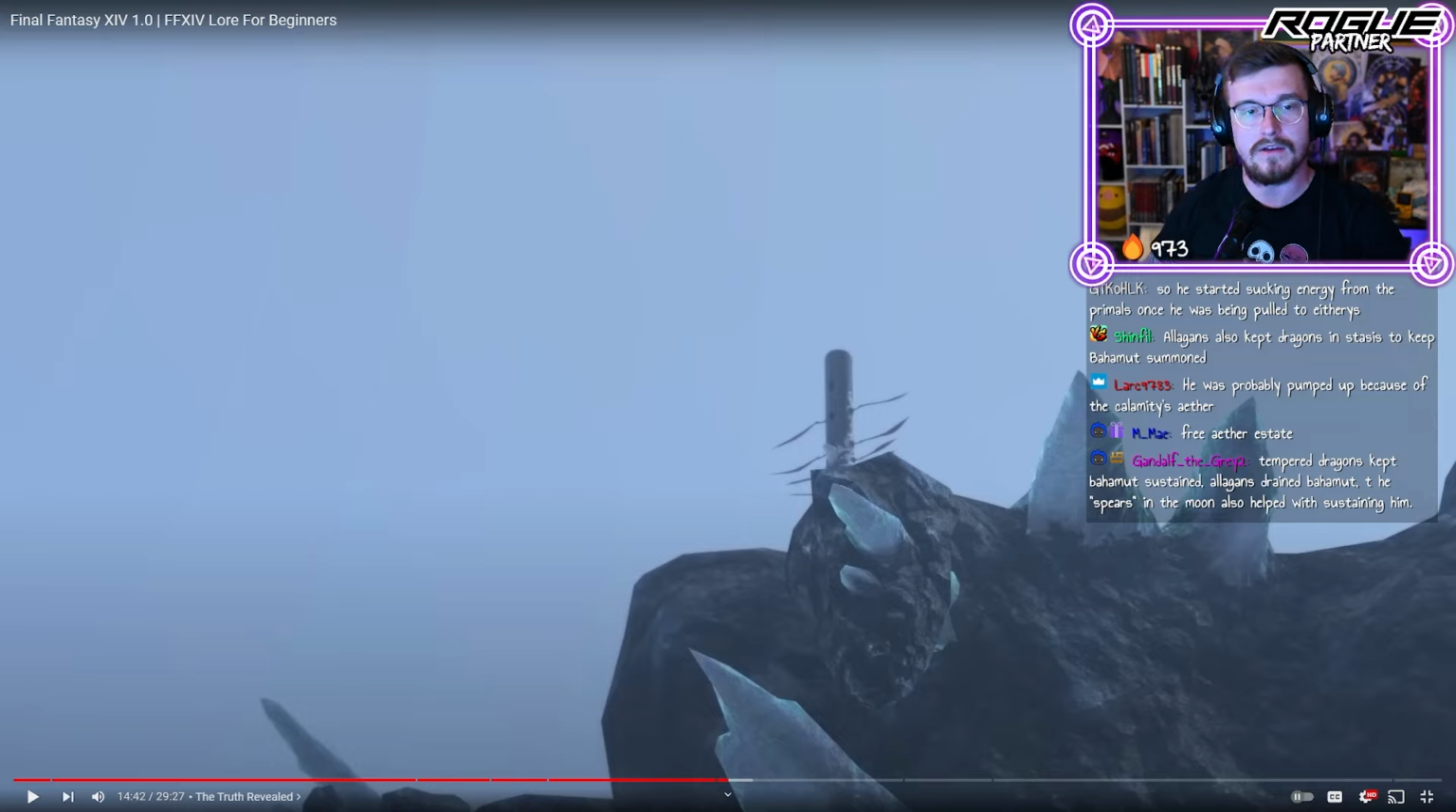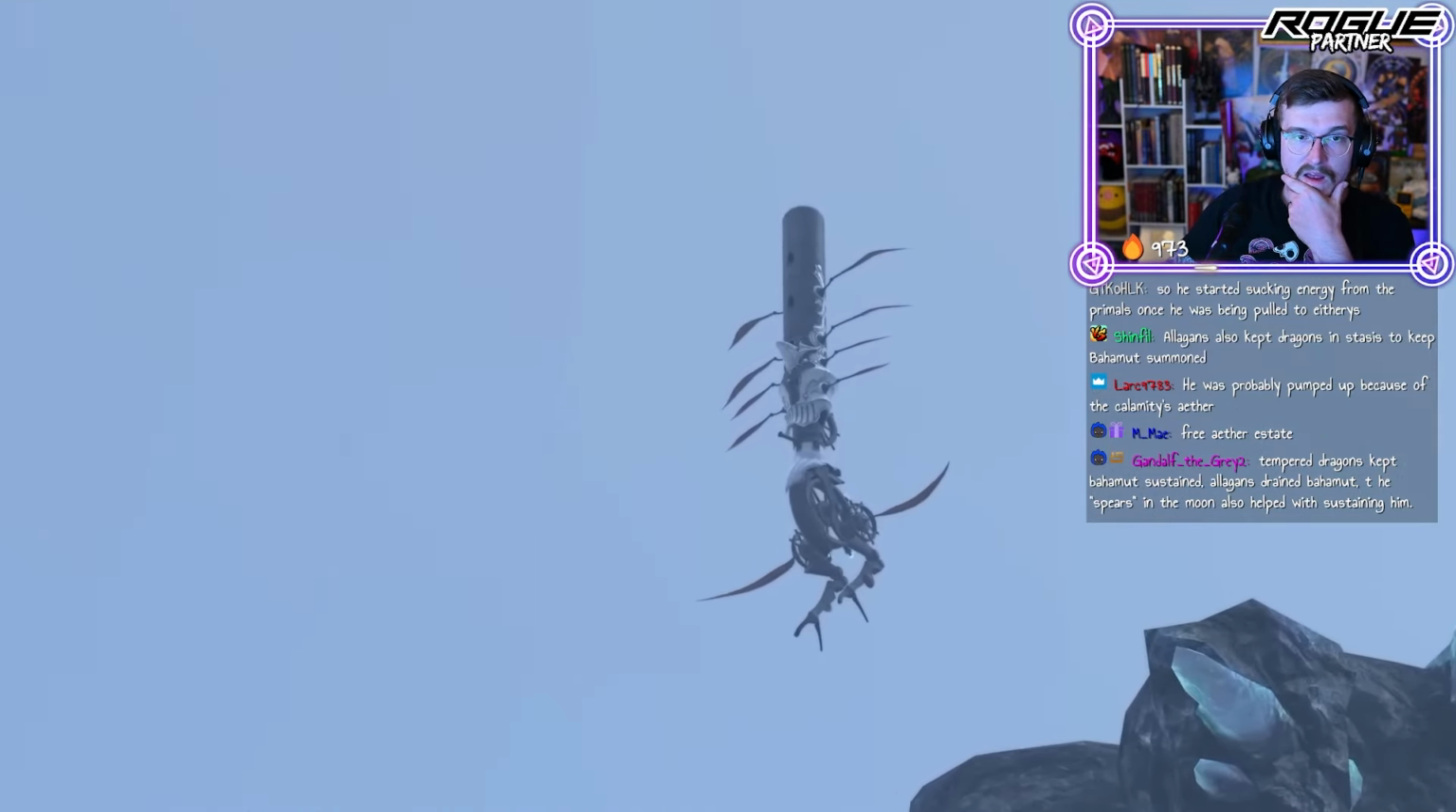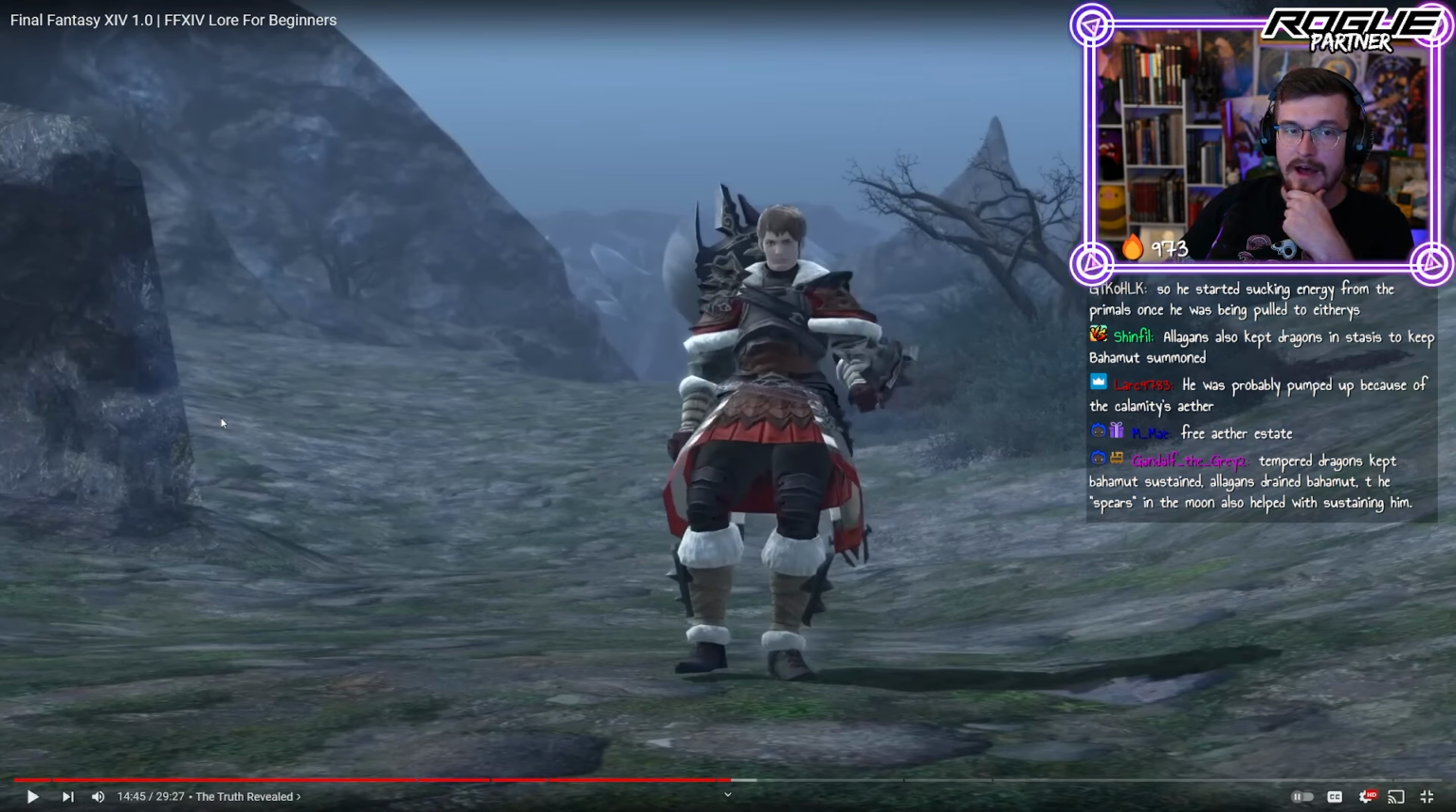So yeah, okay. Free Aether Estate, that's right. I had it the other way around, that they were channeling from the lake, but I think it's the other way around, that they were using the tower, like you said, as a distribution point. And steal an airship, thinking it relatively unguarded. Tempered dragons kept Bahamut sustained, right? Allegans drained Bahamut. The spears in the moon also helped with sustaining him, right?